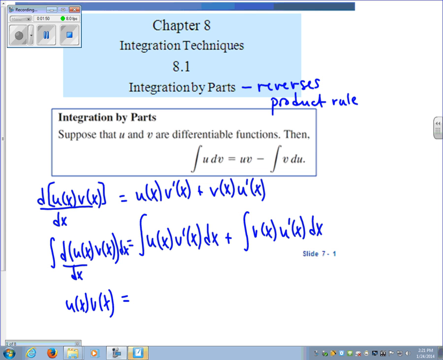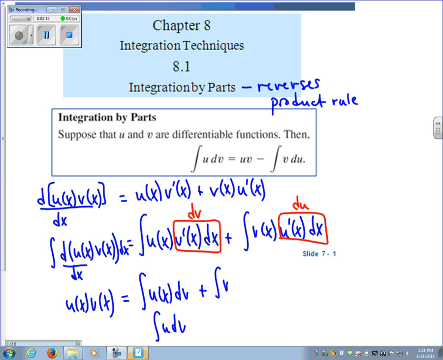And now on the right side, v prime of x dx is just dv. u prime of x dx is just du. So now just to simplify the notation here, I've got the integral of u of x dv, or simply just u dv, plus the integral of v of x du, or just v du. And that's equal to just u times v.